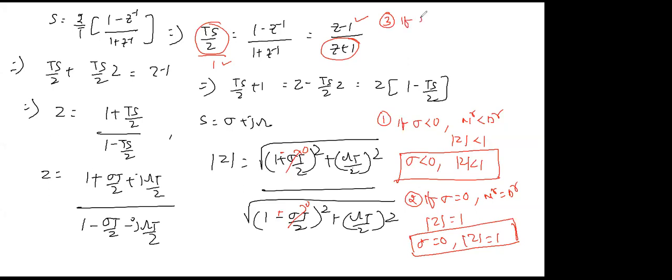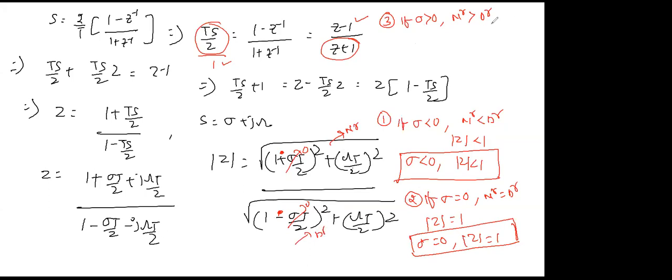Now come to the third condition, the last condition. If sigma is greater than 0, then what will happen? Obviously the numerator part becomes greater than the denominator part. Yes or not? Now this is the original equation, 1 plus sigma T by 2 whole square over 1 minus sigma T by 2 whole square. Sigma greater than 0 means a positive value, so obviously the numerator part is high compared to the denominator part.